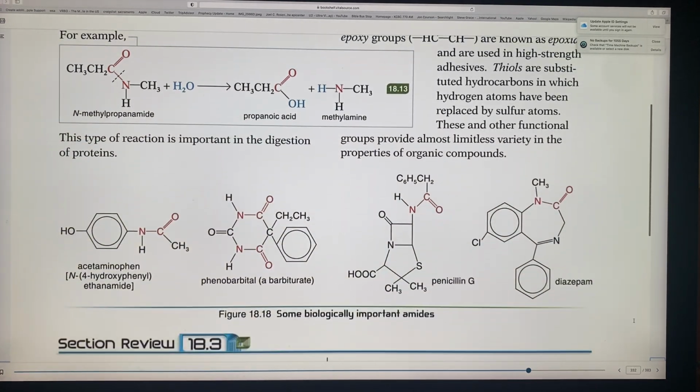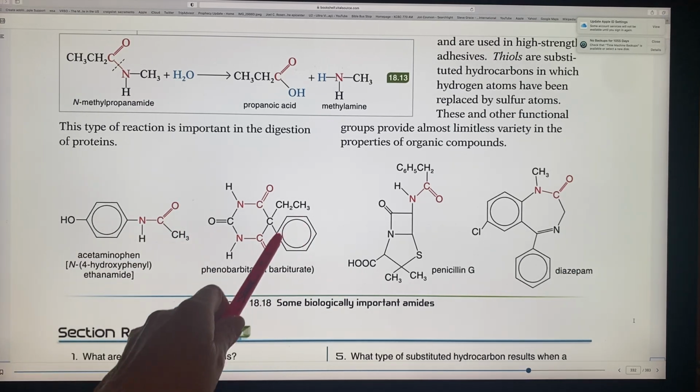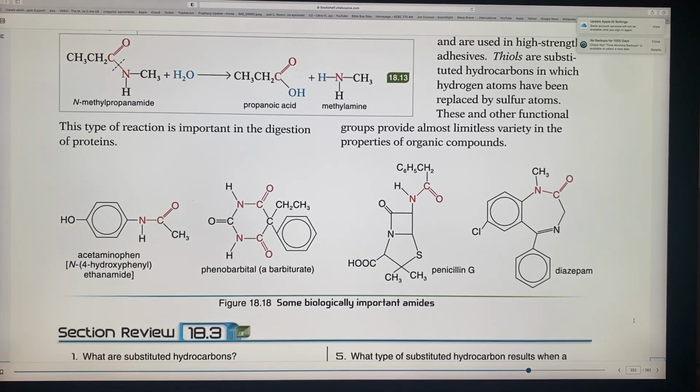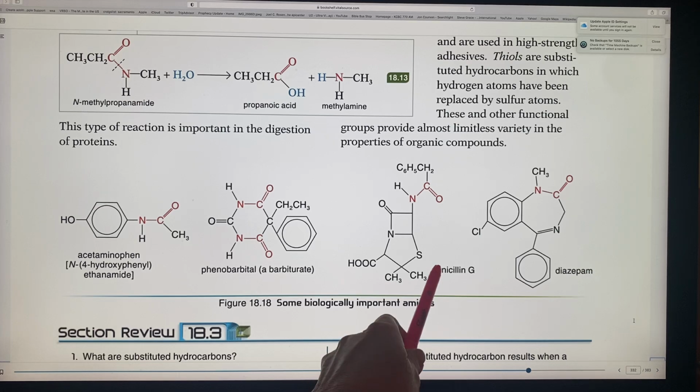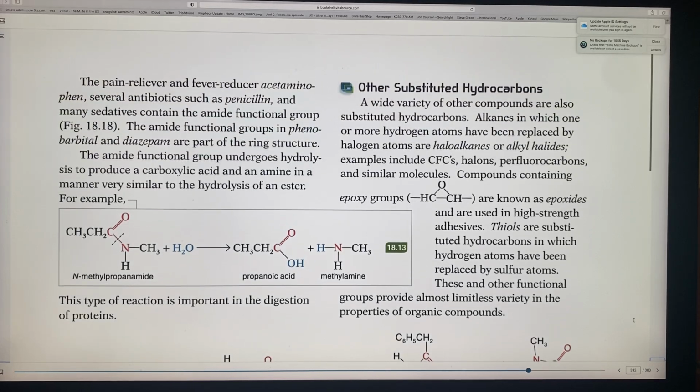Here are some biologically important amides. Here's acetaminophen, Tylenol, and phenobarbital. You can see the difference is it has oxygen in it, oxygen and nitrogen. Here we have penicillin, and here diazepam, another type of medication. So amides have a lot to do with different drugs and medications. They have both the oxygen and the nitrogen. That's the difference between an amine and an amide.